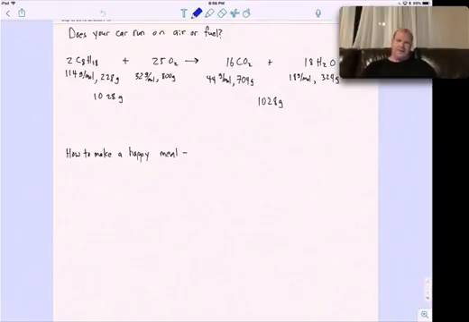We have octane. Gasoline's a mixture of things, but it's predominantly octane. And it burns with oxygen to form carbon dioxide and water. You can figure out that the molecular weight of octane is 114 grams per mole, and oxygen is 32 grams per mole. So two octanes is 228 grams, 25 oxygen is 800 grams. That's 1,028 grams on the left side of the equation. On the right side, there's 16 carbon dioxide and 18 water, and the total mass of that is 1,028 grams. So 1,028 grams in, 1,028 grams out.